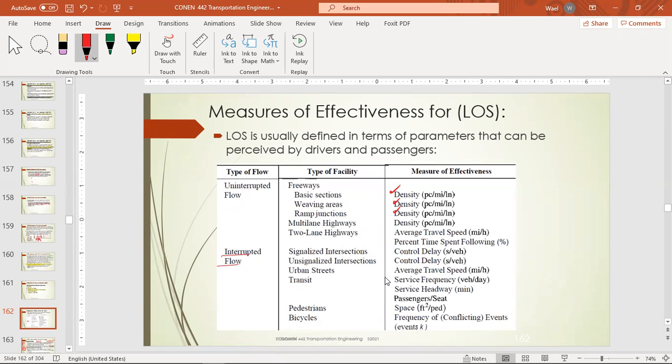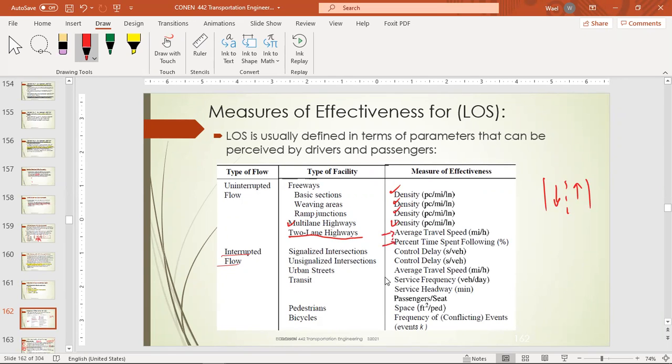Okay, for multi-lane highway, it's also density. However, for two-lane highway, that means it's only two lanes, one direction this way and the other direction this way. That's the two-lane highway. So here the situation is different. We cannot use density as a measure of effectiveness. Okay, so we use travel time.